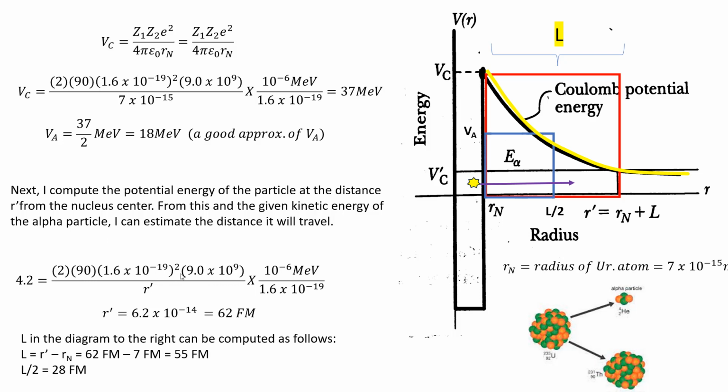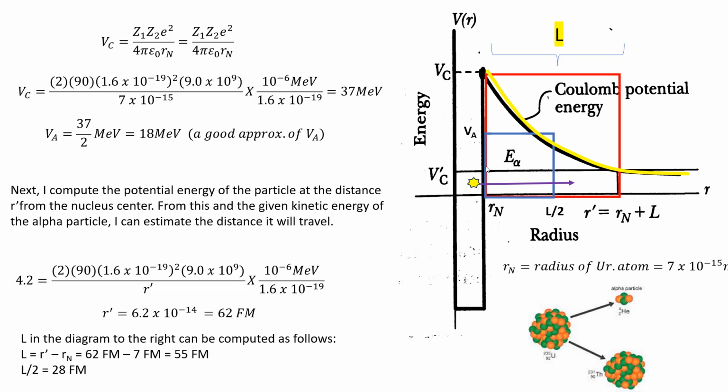This is the potential energy at this point here, where it's going to break. Well, it's actually going to break from the barrier here, but I want to compute L first. L here is this distance right here. Okay, so I'm just plugging numbers again, similar numbers into the Coulomb energy equation and solving for r prime. Okay, when I do that, I get r prime of 6.2 times 10 to the minus 14th. Okay, so that's this distance here from the center of the nucleus to here.